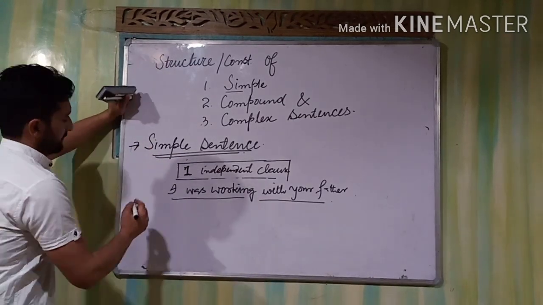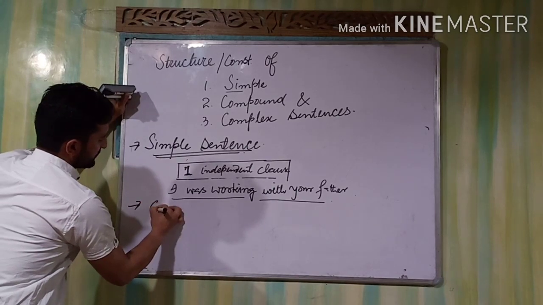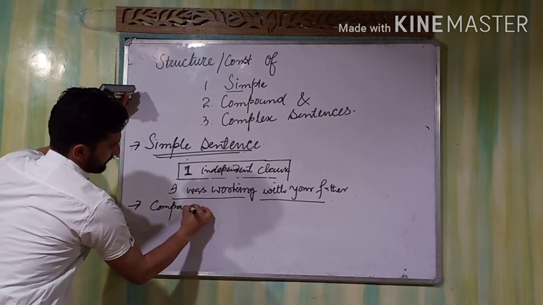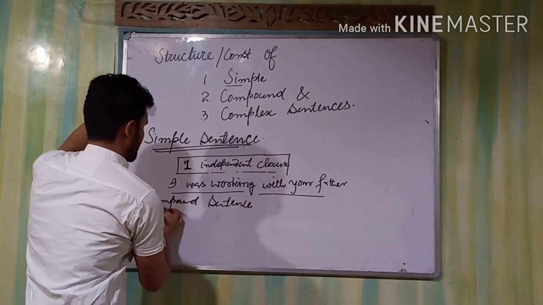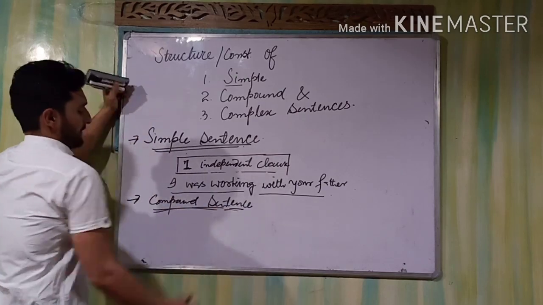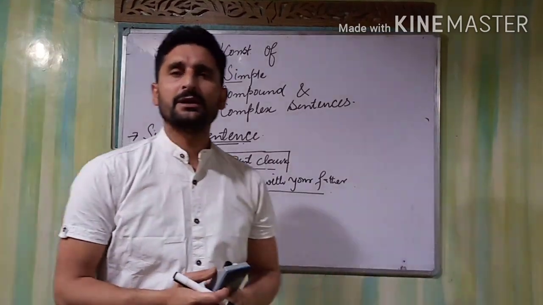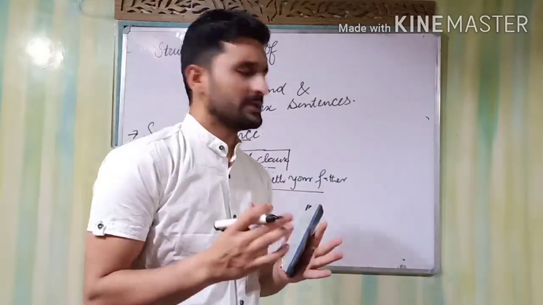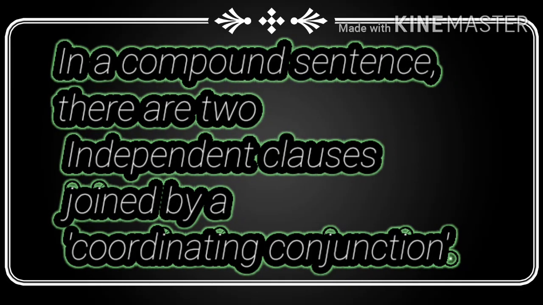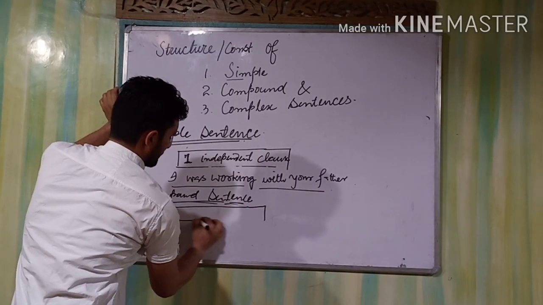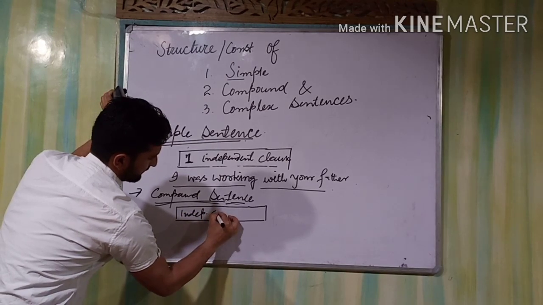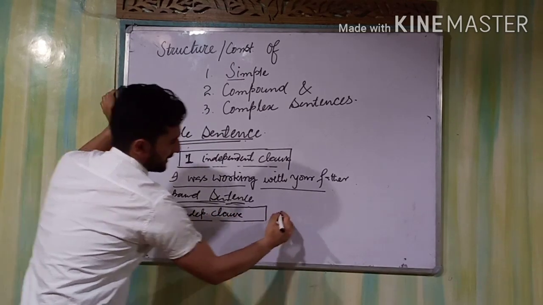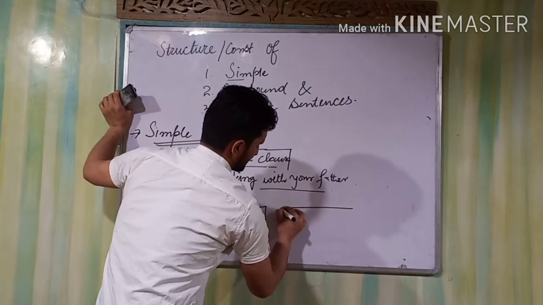Now moving to compound sentences. What do we generally have in compound sentences? We have two independent clauses. This is one independent clause, and we have one more independent clause.